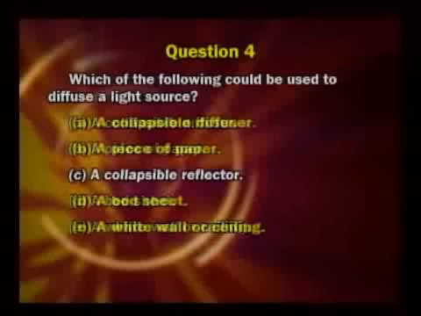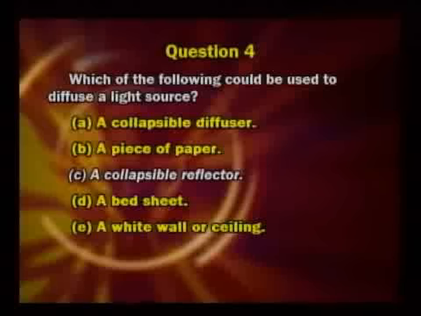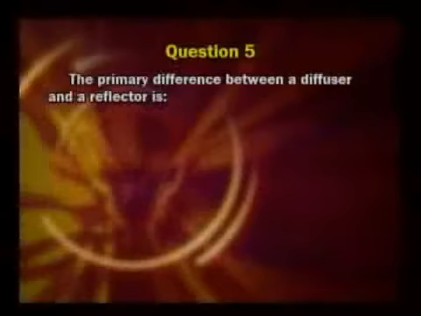Let's see what we got. A, B, D, and E, and then I put C in italics because you could actually use a collapsible reflector to diffuse a light source. Remember last week I said anytime that light reflects off of an object that's not metallic, it diffuses that light source. So if you have a reflector that's actually white, you could use that as a diffuser by bouncing light off of it. Not really the primary purpose, but you could do it. So just about anything could be used for diffusing a light source.